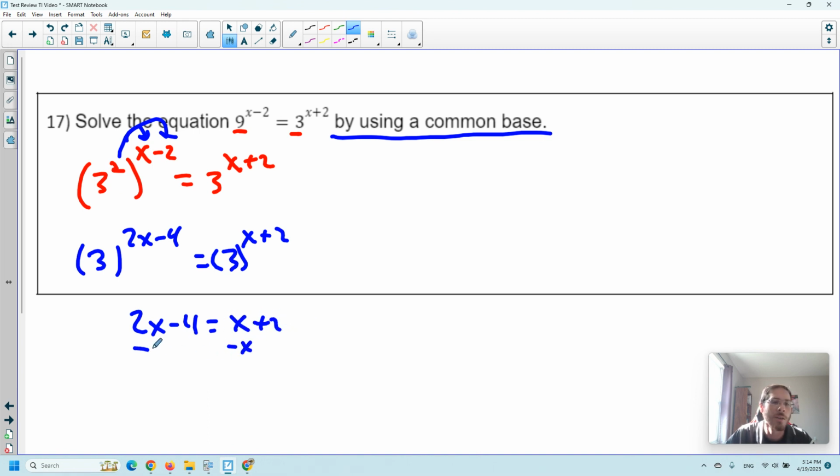We're going to get all the x's on one side. x minus 4 equals 2. We're going to add 4 to both sides. So x equals 6. And I'm pretty happy.